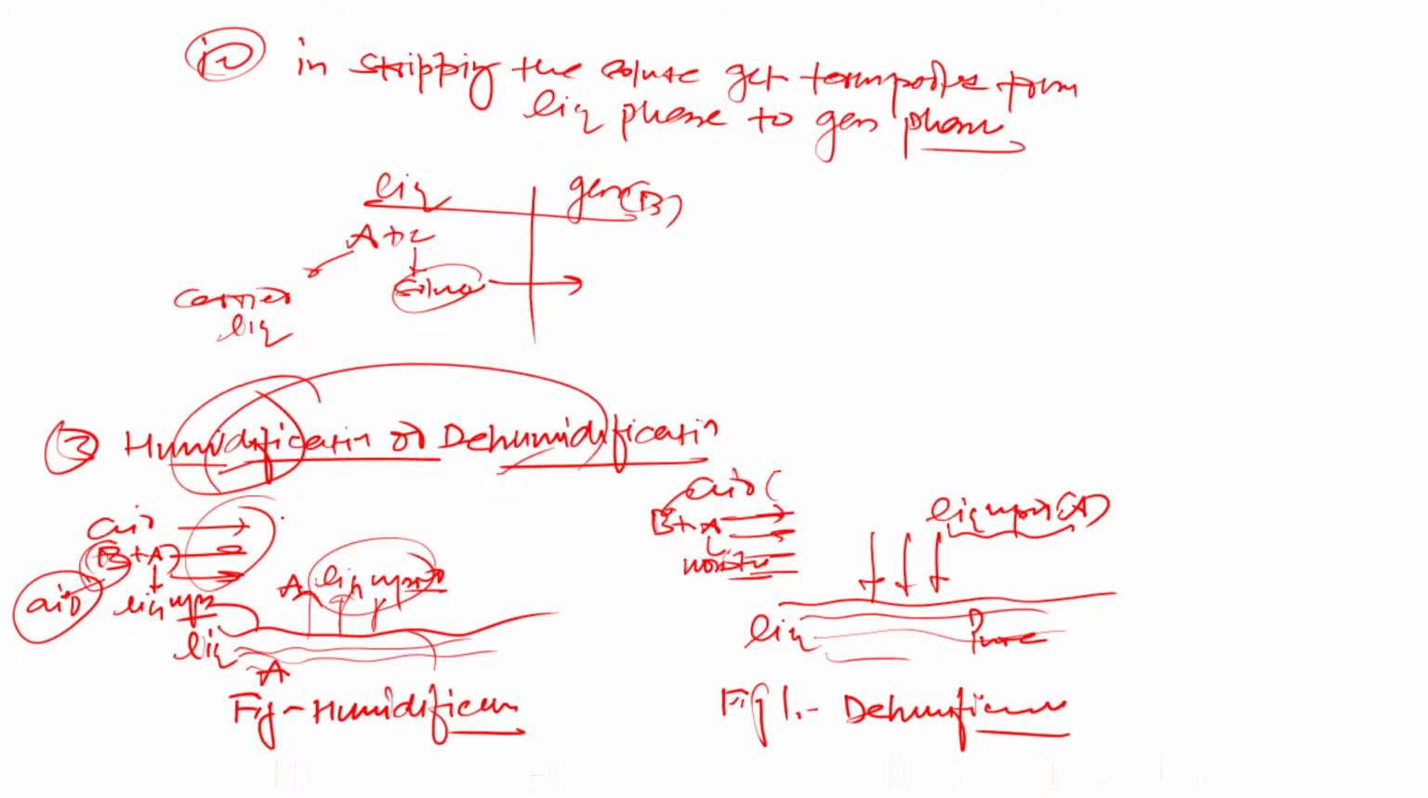So in both applications, one thing is common: the liquid should always be pure, and the gas phase will involve more than one component. Clear to you? Means minimum two components should be there in the gas phase.